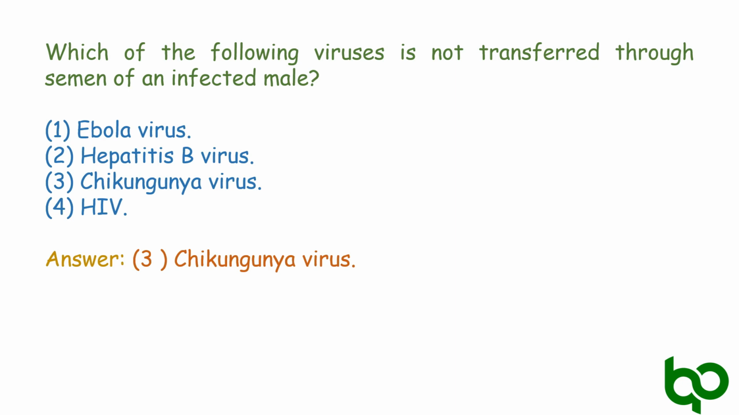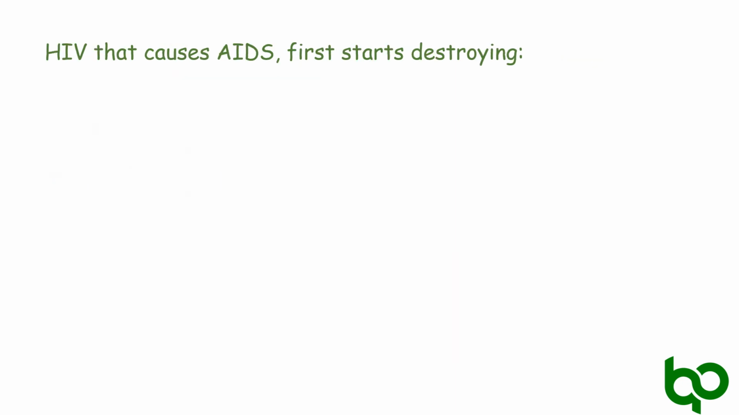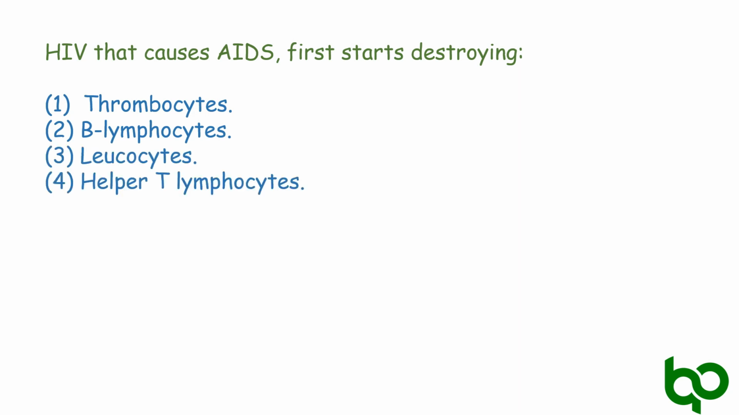Now the next question, HIV that causes AIDS first starts destroying. The options are thrombocytes, B lymphocytes, leukocytes and helper T lymphocytes. The correct answer will be option 4, helper T lymphocytes, because AIDS is caused by human immunodeficiency virus or HIV.